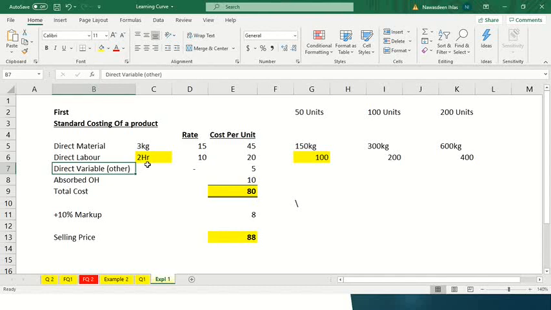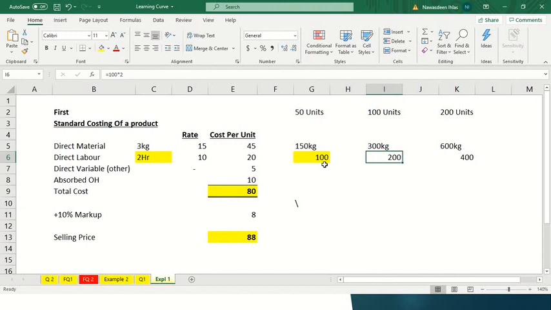So normally, if we assume two hours per unit, then 50 units take 100 hours, 100 units take 200 hours, 200 units take 400 hours. But if we apply the learning curve theory, this time will get reduced. That is the learning curve theory. So when this employee does this same job again and again, what will happen? This time consumption will get reduced.